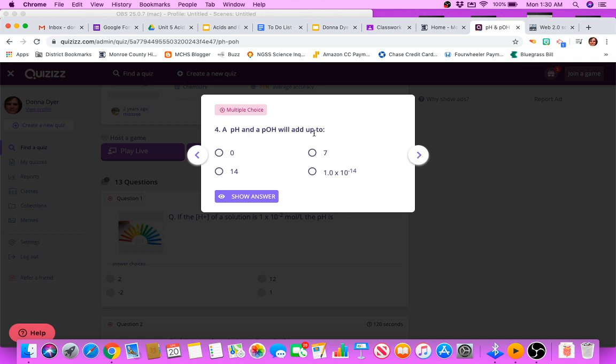A pH and a pOH will add up to, I hope you remember the answer is 14 there. Yes. The next one, if the hydrogen ion concentration of a solution is 1 times 10 to the minus 2, then the pH is. Okay, to get the pH, remember we have to do the negative log of the hydrogen ion concentration.